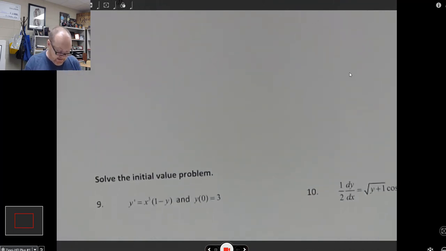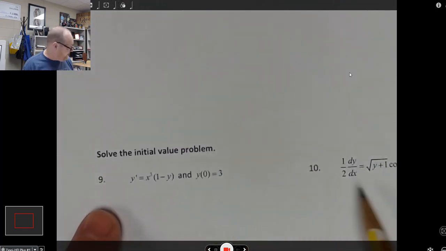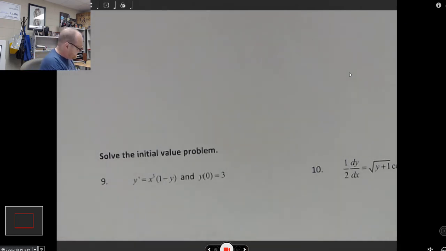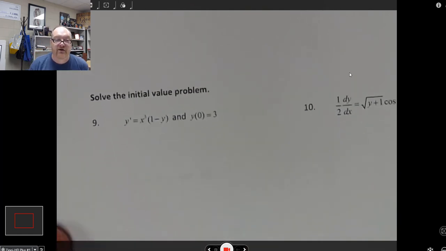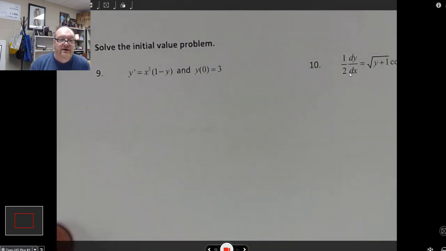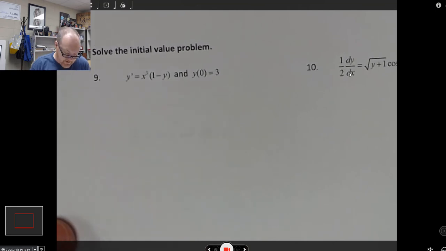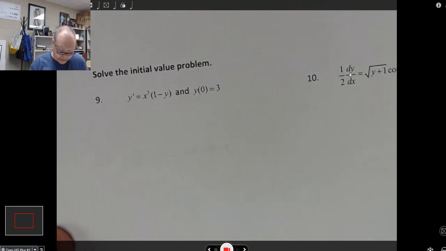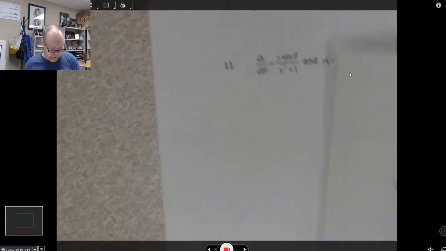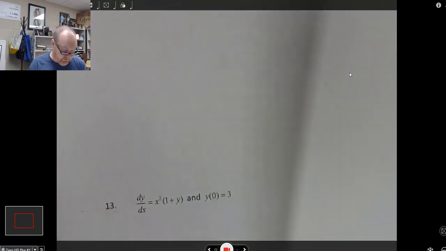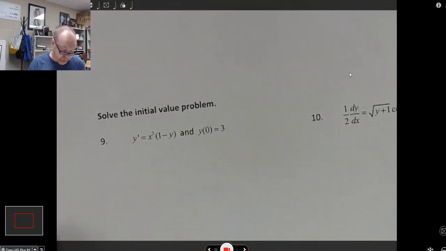And then we did some initial value problems, I think, in the previous material. Let me look back and be sure of that. We have not done some integration initial value problems, so let's do that right now. Let's look at number 9. Yeah, all that's left are initial value problems.